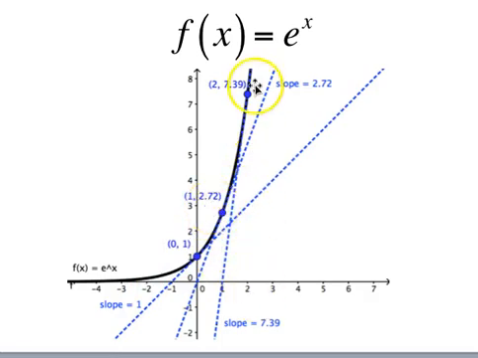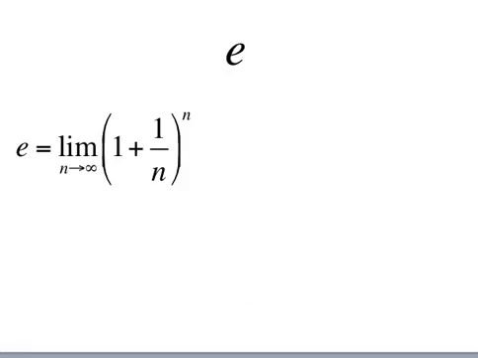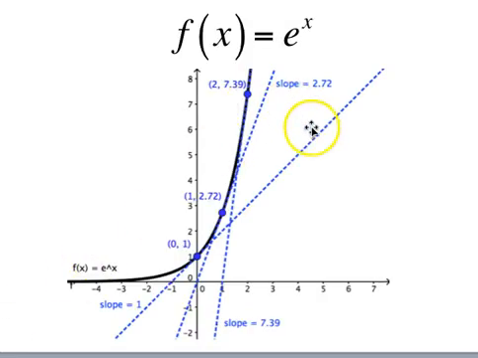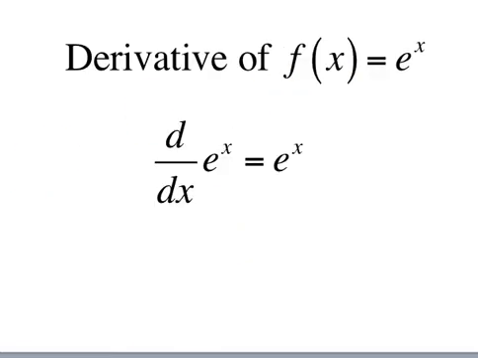Same thing here. If we make our tangent all the way up here at 2, 7.39, the slope of the tangent line is 7.39. Again, the slope of the tangent line matches the y value, which is the function. The slope of the tangent line is the derivative. So the derivative of the function is the same thing as the value of the function. So f prime is the same as the y value. f prime of x is the same as e to the x.